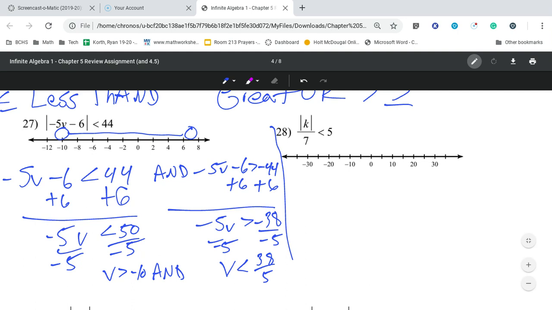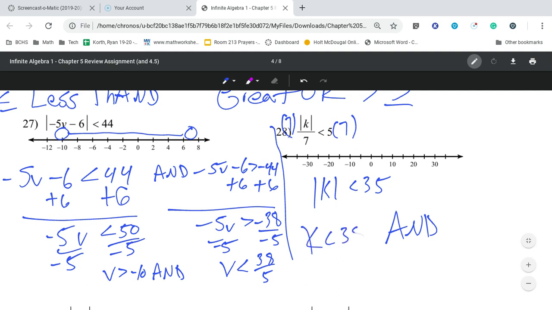Oh, that one was fun. Everybody makes mistakes. For 28, absolute value has to be by itself. We're going to undo that division with multiplication. Gives us absolute value of k less than 35. It's less than, so it's going to be an "and". K is less than 35. K is flip the inequality and make it negative.